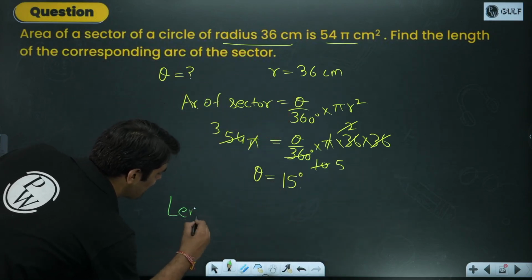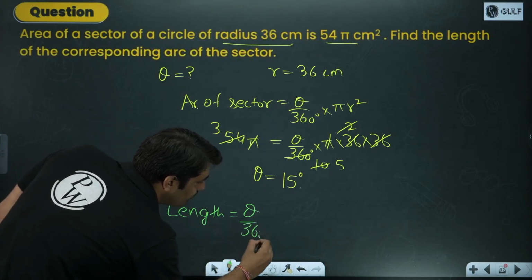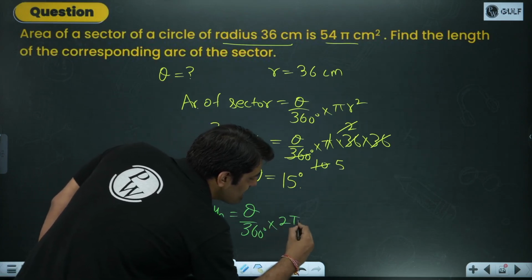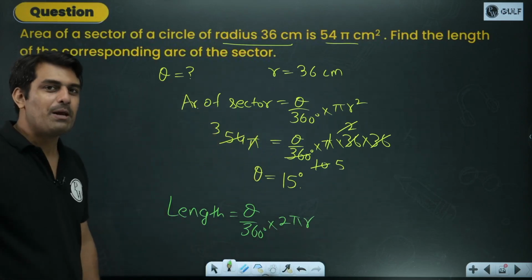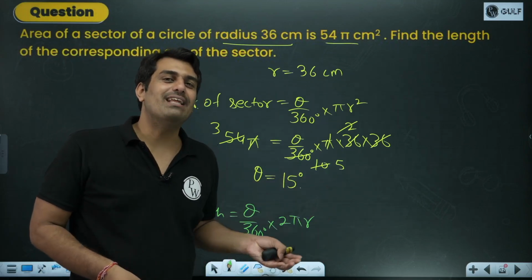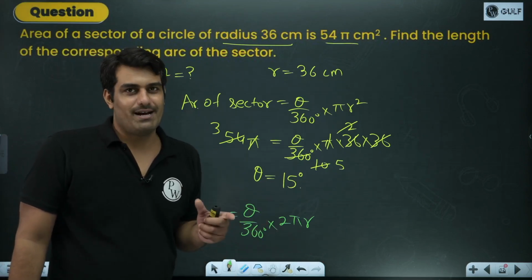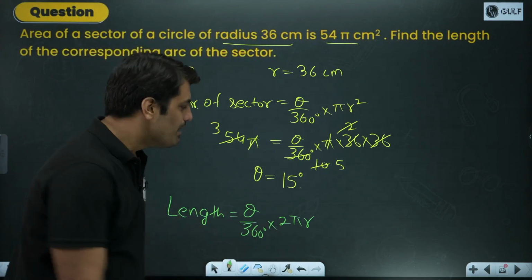Length formula, as we know, is theta by 360 degree into 2 pi r. But I'll ask you to be more cautious over here, because since sector is asked more, many people when asked about the length of the sector, they again put up the formula pi r square rather than 2 pi r. So this is a mistake which you need to avoid. Put up the value simply.